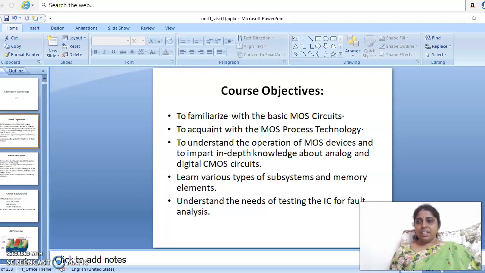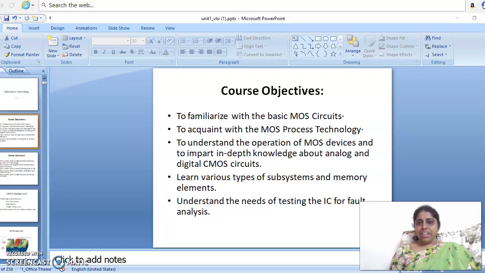silicon wafer manufacture to oxidation, lithography, diffusion, metallization, packaging, all these steps the students will familiarize, and the comparison between various MOSFETs, advantages and disadvantages among them. So all this comes under the course objective 1.